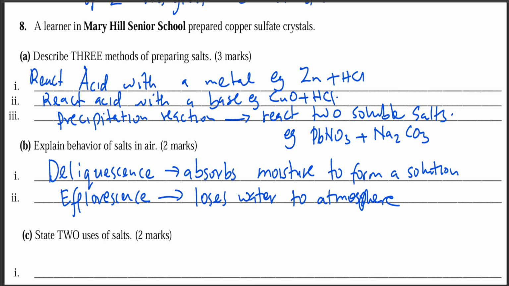So efflorescent salts, or efflorescence, is just the ability of losing water to the atmosphere. Deliquescence absorbs, like a hygroscope. Hygroscopy absorbs water, but it becomes damp. It doesn't form a solution.